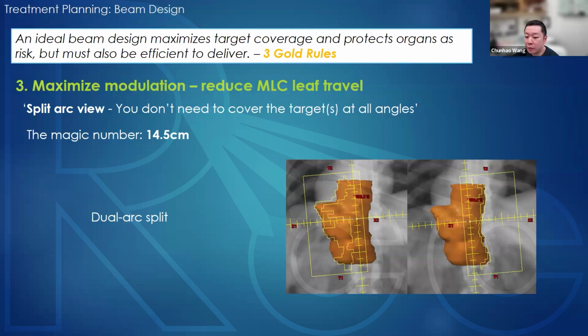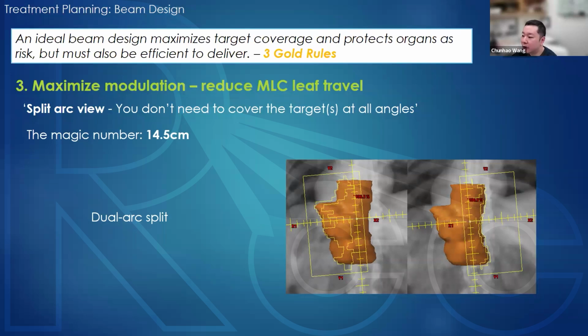In terms of the modulation, if you are using the Varian LINAC, the X jaw itself will define the leaf travel distance. So the magic number here is 14.5 centimeters. If you keep the X1 to X2 position less than 14.5 centimeters, you will have a full modulation, which means your MLC leaf can travel from X1 side to X2 side with the capability of fully blocking the field. Again, this number only applies to the Varian TrueBeam machine based on their design. Different machines have different designs.